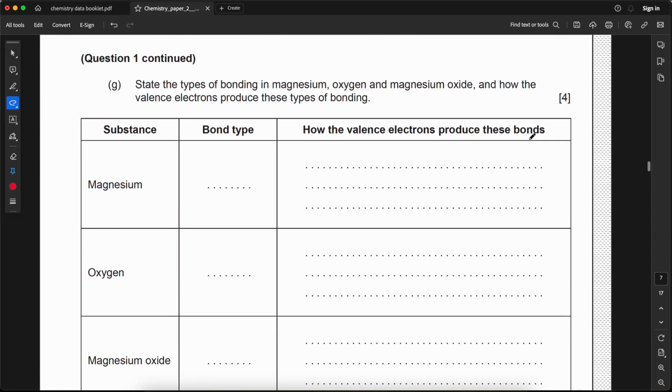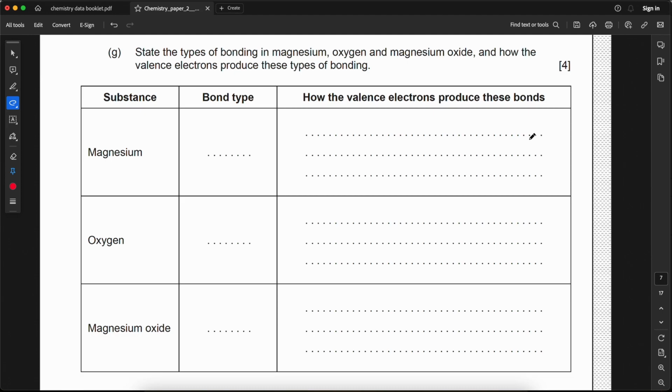State the type of bonding in magnesium, oxygen, and magnesium oxide, and how the valence electrons produce this type of bonding. Magnesium is a metal, and oxygen and oxygen, both of them are non-metal. That would be covalent.